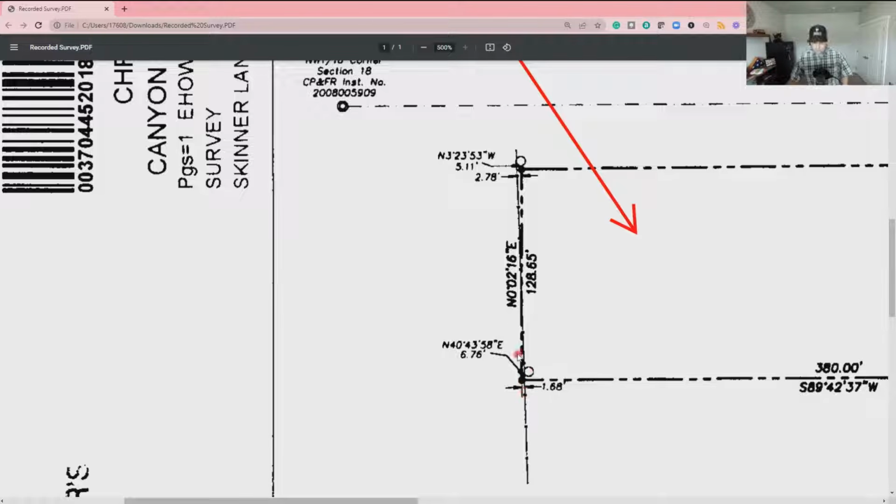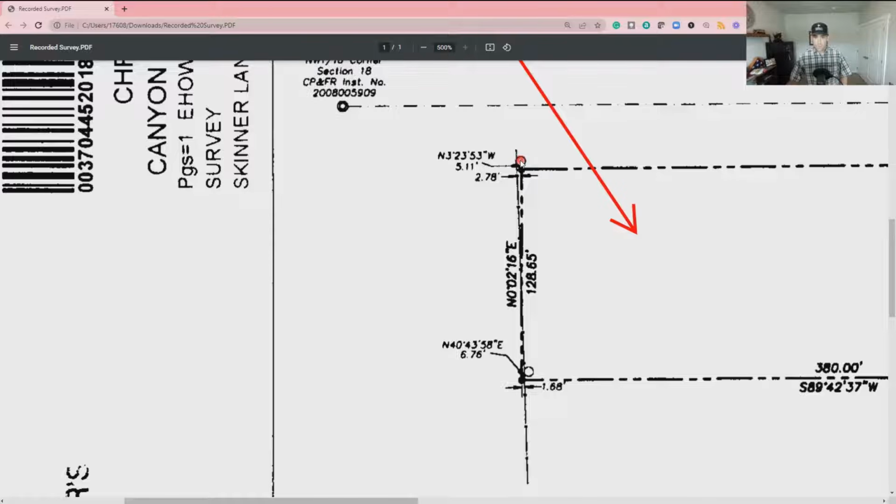Okay. So now you can see here, this is the property line, right? You can see the dashed line going down. So this fence does not run along that line. What it's doing is it's actually on the other side up here. So this difference here is 2.78 feet, meaning that the fence is over here.